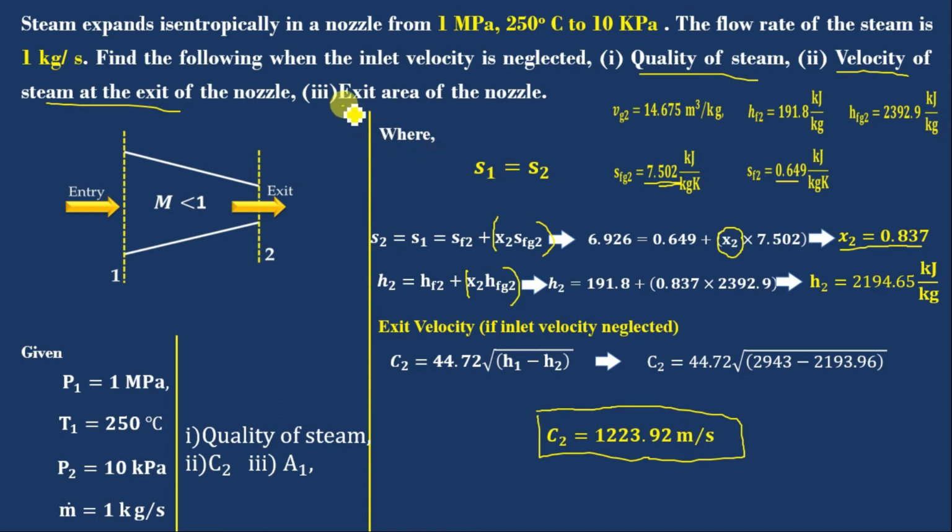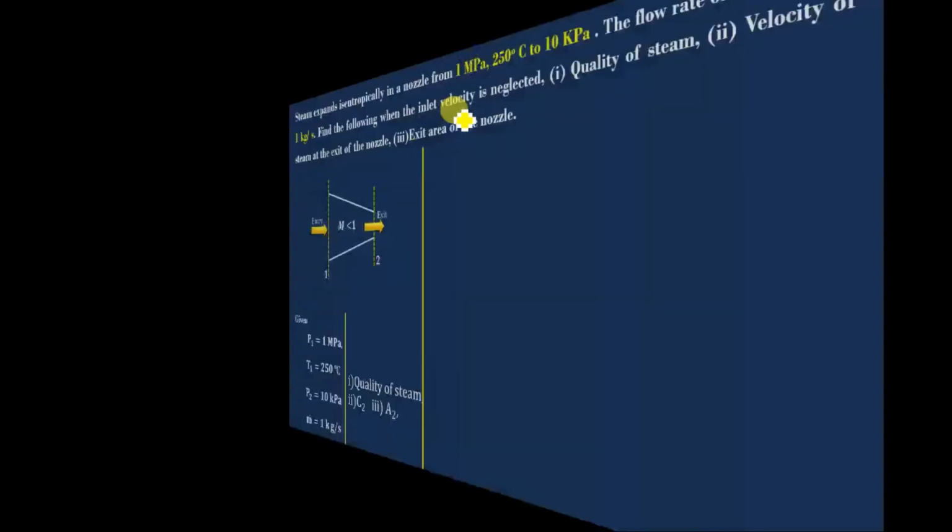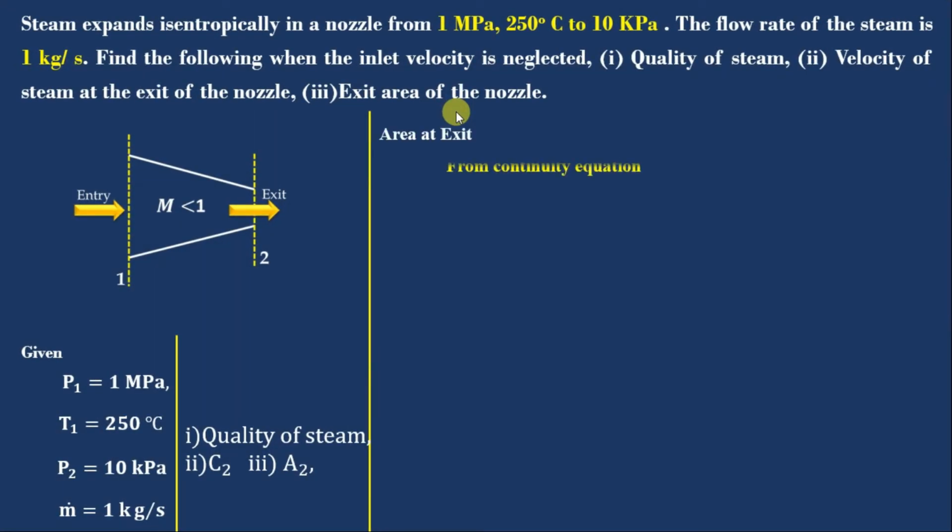Now we need to find the exit area of the nozzle. To find the exit area, we have to move on to the continuity equation, that is m dot is equal to rho 1 A1 C1 is equal to rho 2 A2 C2. M dot is given in the question. So now we can rearrange this equation: A2 is equal to m dot divided by rho 2 C2.